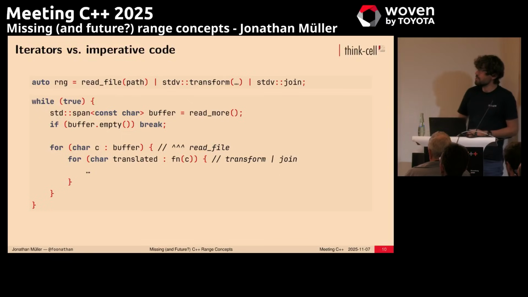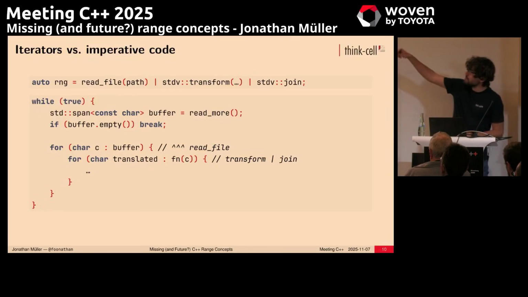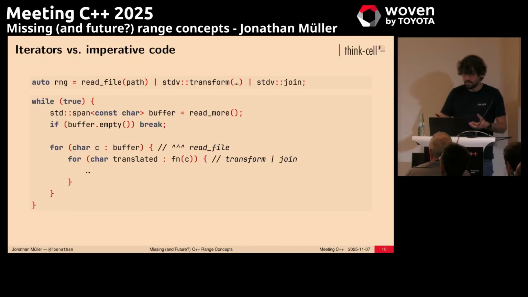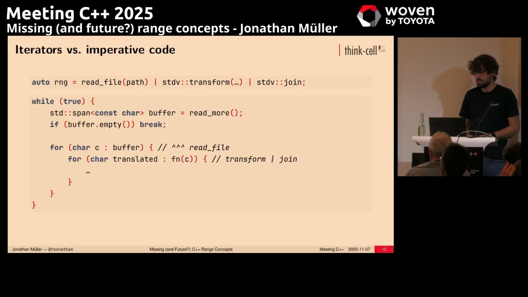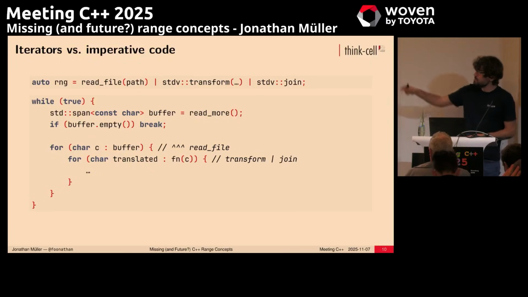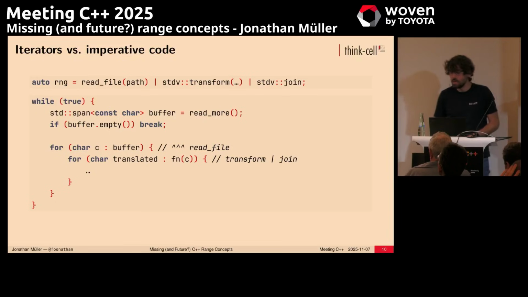Otherwise, we iterate over each character in the buffer. Everything so far is done by read file, so to speak. And then we transform each buffer and iterate over the translated one, and then we do something with it. So if we know what we want to do with the characters, we would just put it in the little 3 dots in the middle instead of using std ranges.